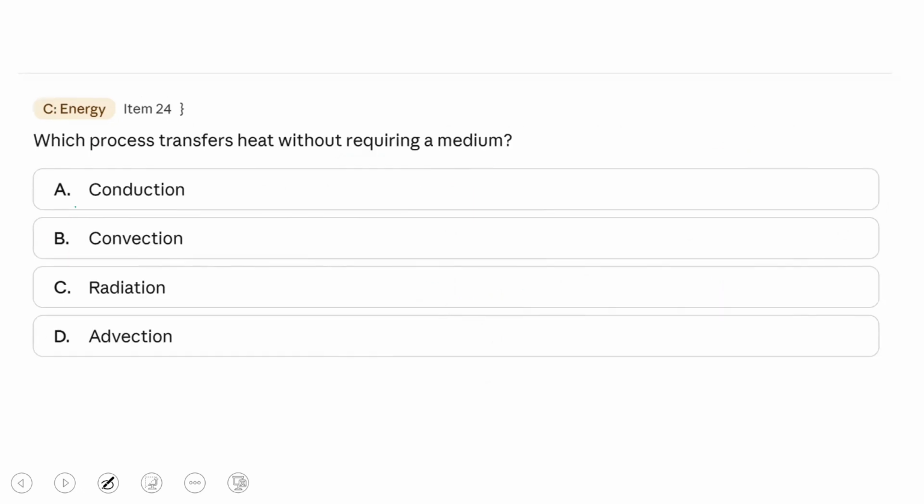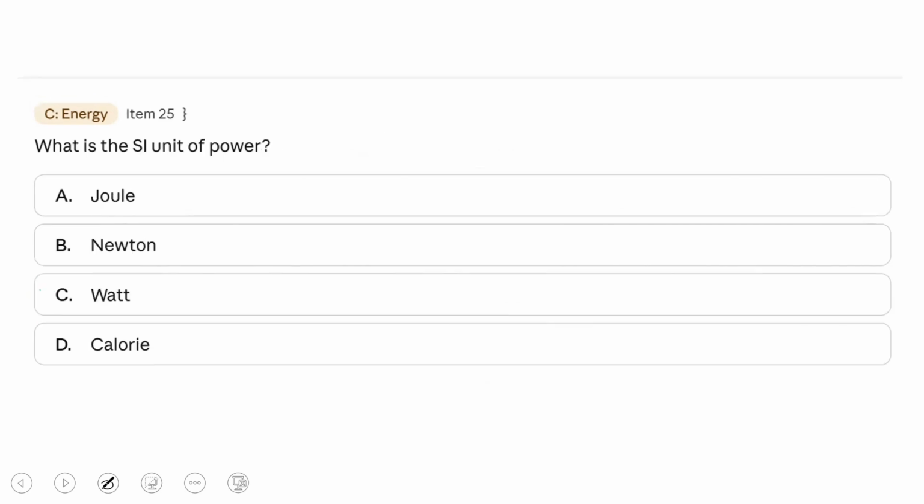Item 24. Which process transfers heat without requiring a medium? So what's your answer? Alright, radiation. Okay, so next. For example, if you want to transfer heat, the sun doesn't need an instrument. You can feel it when it's at its peak in the afternoon, right? You are sweating, so it doesn't require a medium. What is the SI unit of power? The answer is watts. Okay, so that is for item 25.